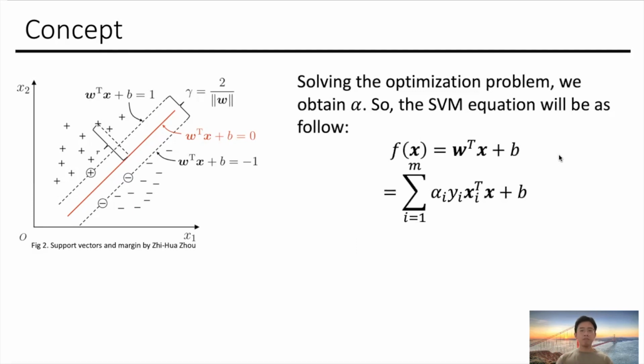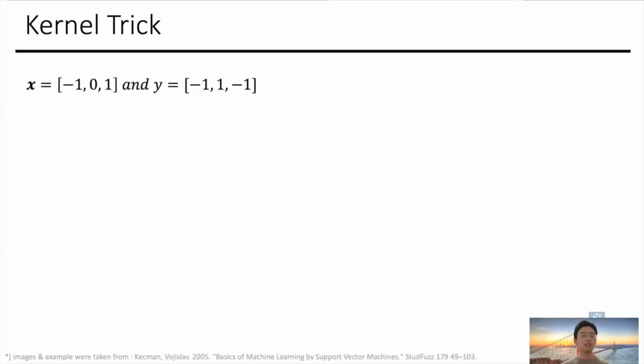After several steps, we could optimize this problem and we could obtain the alpha value. So our final SVM equation would be as follows. Another interesting thing is about the kernel trick.